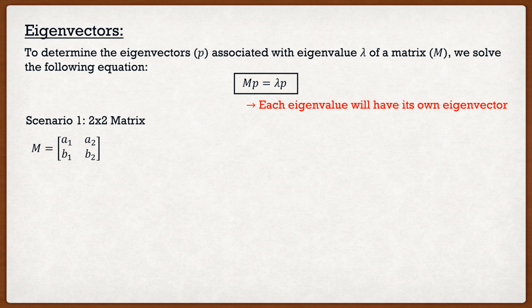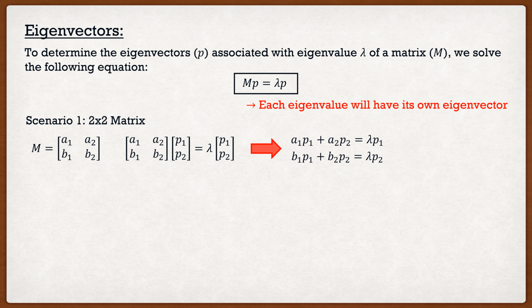If we look at scenario number one, where we have M equal to A1, A2, B1, B2, we can just substitute everything in. I have my matrix M, A1, A2, B1, B2, multiplied by a vector P, P1, P2, and that's going to be equal to lambda multiplied by P1, P2. Now keep in mind, at this point we know what M is, and we know what our eigenvalues lambda are. The only unknowns in this equation are going to be P1 and P2. So we can expand this out into two different equations, and as we can see, we basically have two equations with two unknowns. Therefore, all we have to do is solve for P1 and P2.